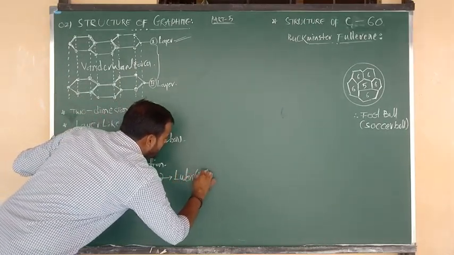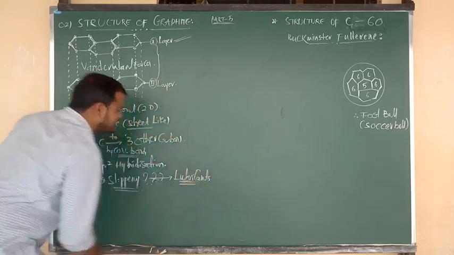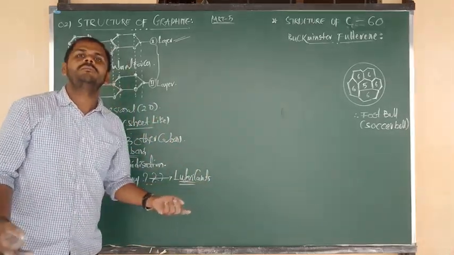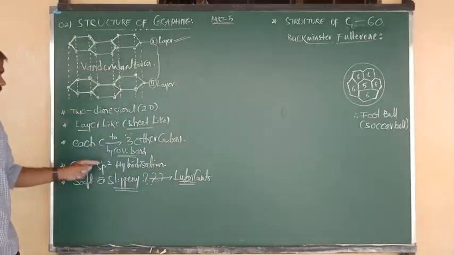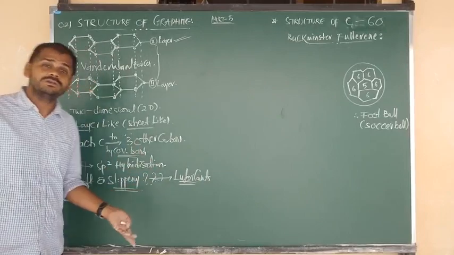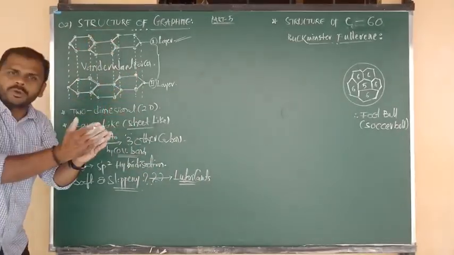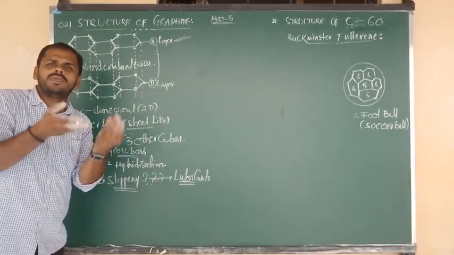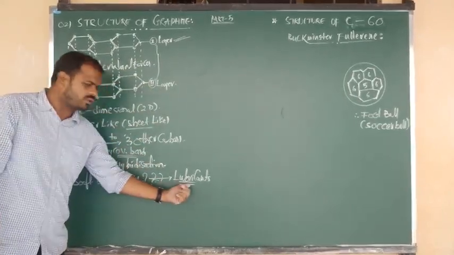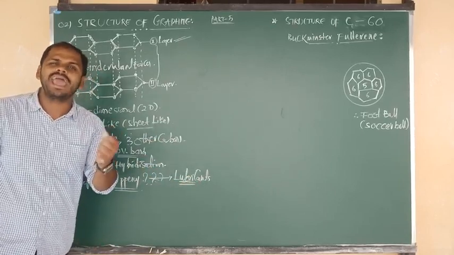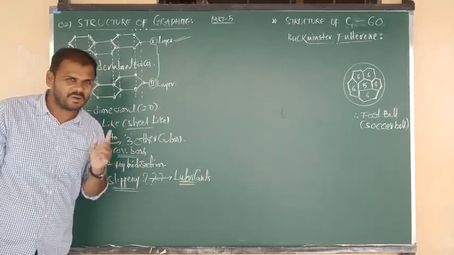Very, very important. So the question is, why can graphite be used in making lubricants? Because graphite has a soft and slippery nature. Why does graphite have a soft and slippery nature? Because layers are held together by weak van der Waals forces. One layer can slip over another. Due to this nature only, it can be used as lubricants and greases. Okay, all of you?